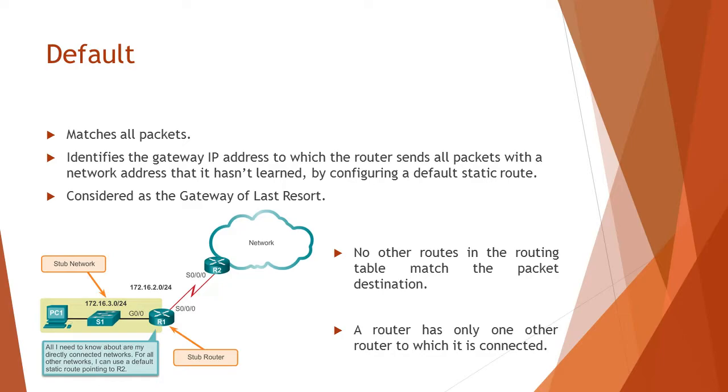But how? A default route identifies the gateway IP address to which the router sends all IP packets for which it has no learned or static route. By configuring a default static route, a gateway of last resort is created. These routes are used when no other routes in the routing table match the packet's destination, and also when a router has only one other router to which it is connected.